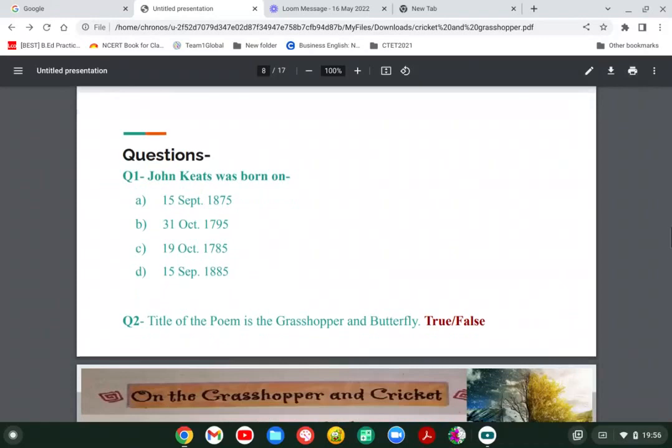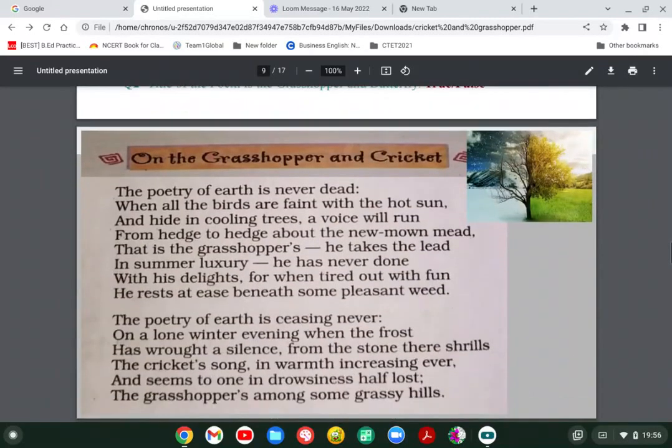Very good class. So let us start with the beautiful poem that we have. I will be reciting it first. You will be seeing how I am reciting it, as well as you will be underlining or writing in the chat box, the comment box, what are the different literary devices that have been used over here. Right, class? Okay.